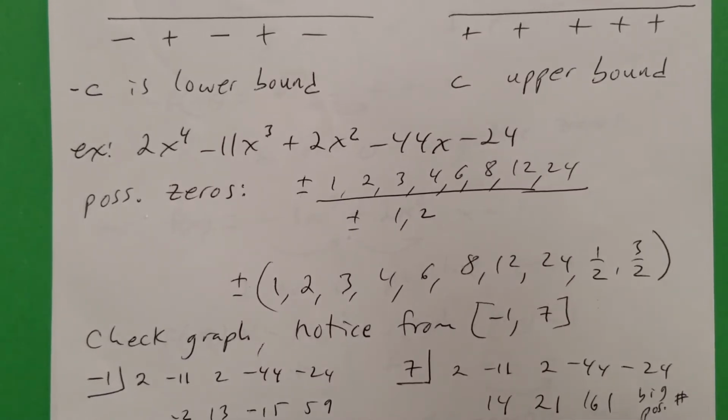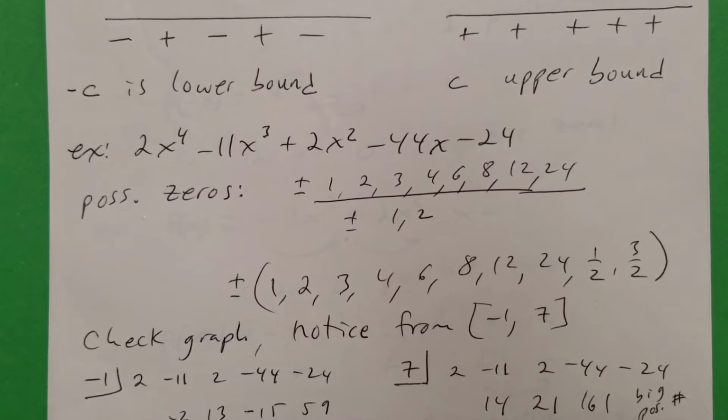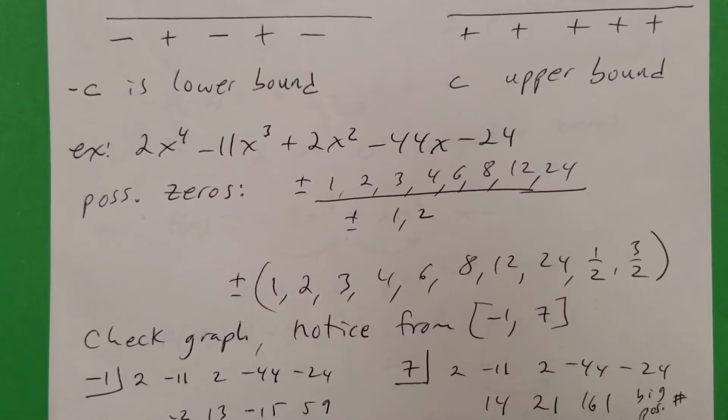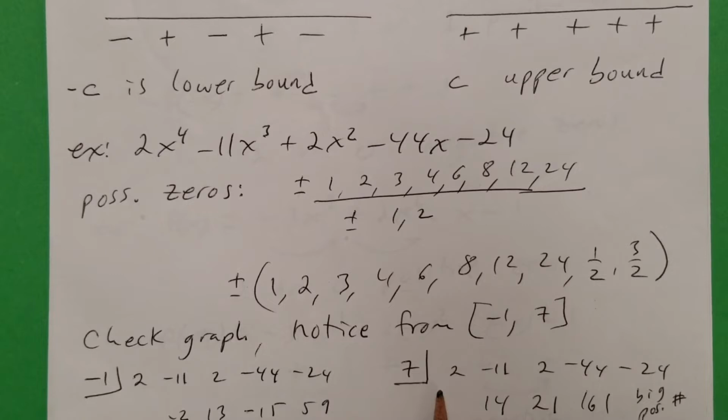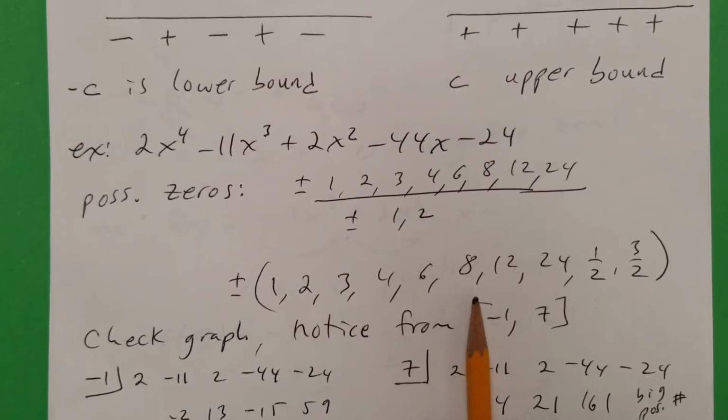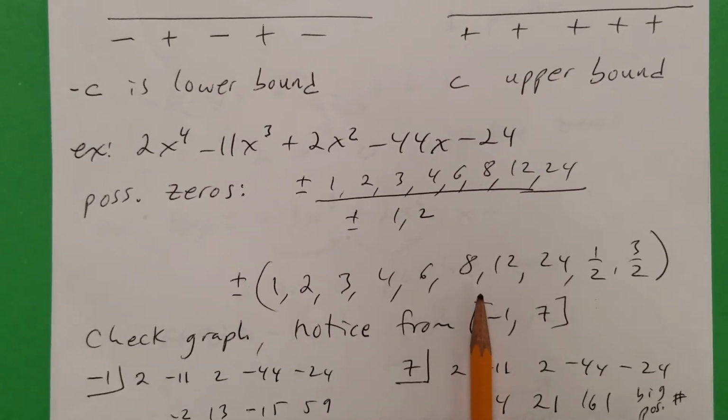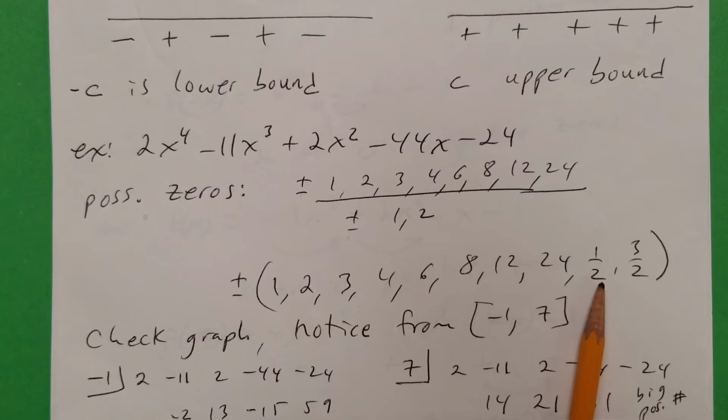So what does that tell you? That tells you that all the zeros are going to be between -1 and 7. So can 8 be a possibility? Well, it was until we checked it. 8 is past 7, so it can't be a possibility. 12, 24 can't be a possibility. Positive half, it's in there. Positive 3 over 2 is in there, but negative 3 over 2 is -1.5, not in here.